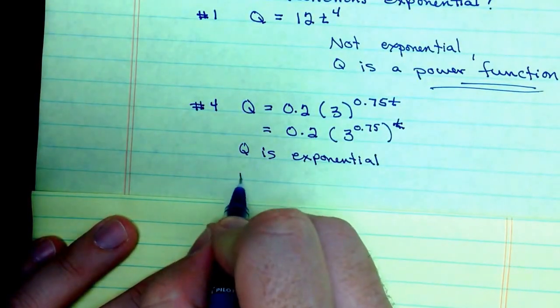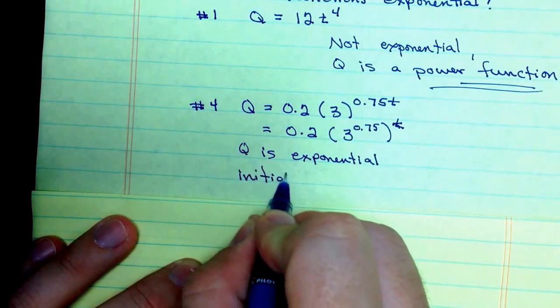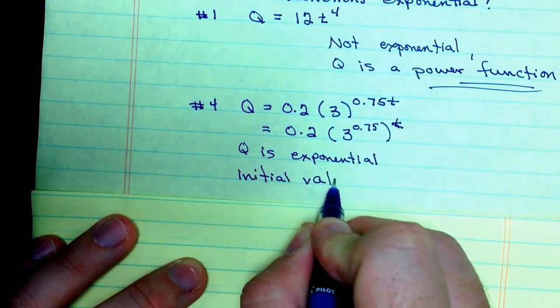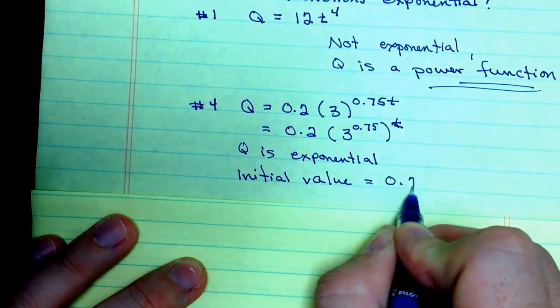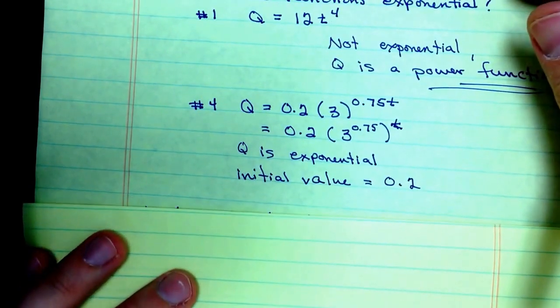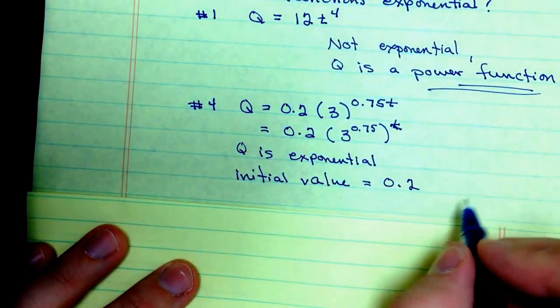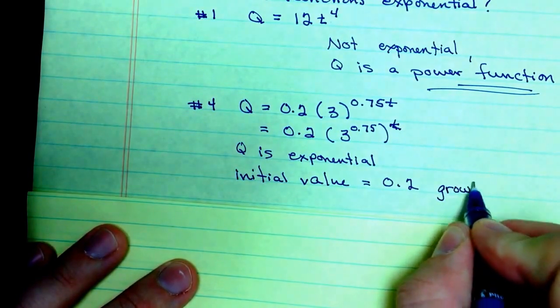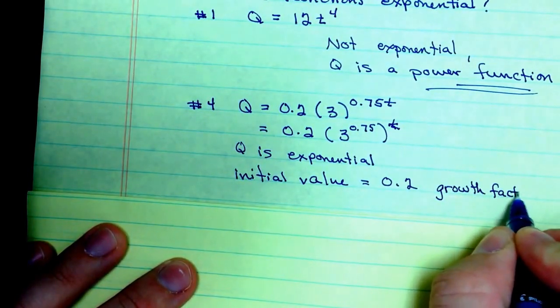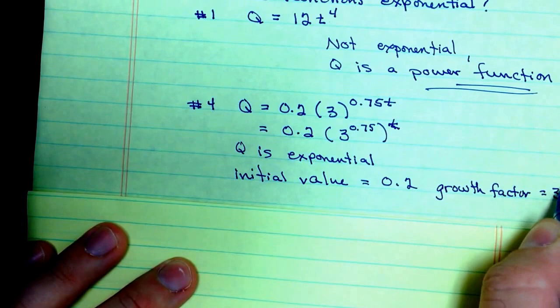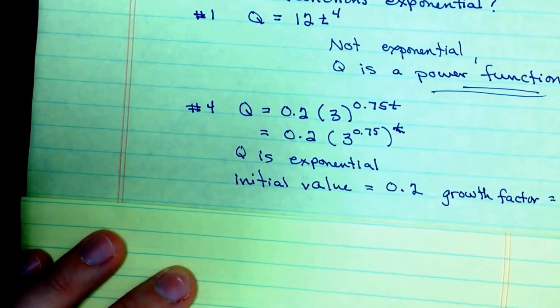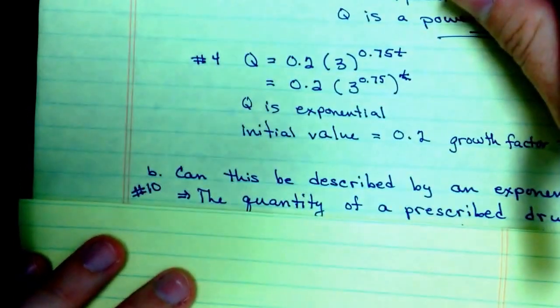The initial value is going to be 0.2. And the growth factor is 3 to the 0.75. Okay, moving on.